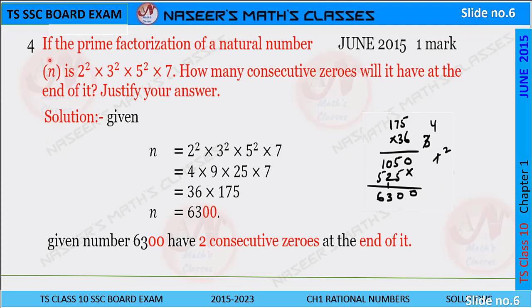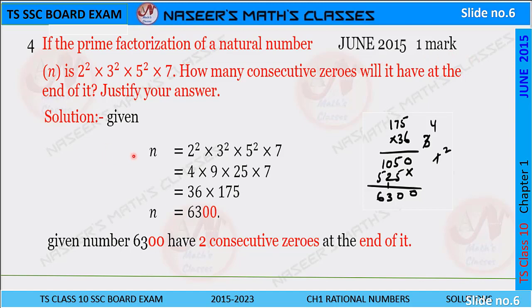Solve the fourth problem. If the prime factorization of natural number n is 2 square into 3 square into 5 square into 7, how many consecutive zeros will it have at the end of it? Justify your answer. This is for 1 mark, June 2015.